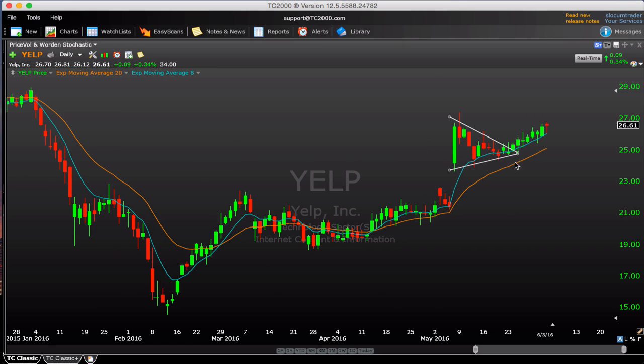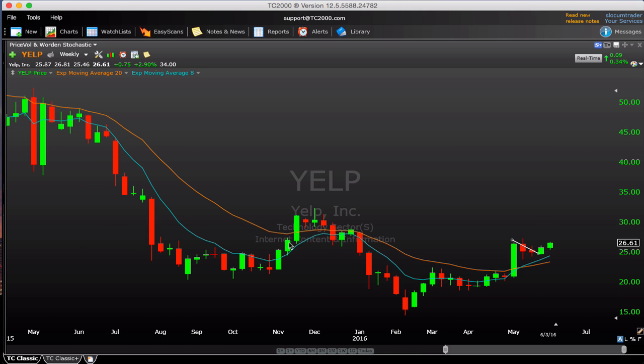Yelp, here's one that we talked about. It broke out of this pattern here. Another name that doesn't have a ton of enthusiasm behind it. Notice how much overlap there is in all of these candles as it stair steps higher. We generally like to trade things with a lot cleaner momentum, pent-up urgency, but we still got to respect the pattern. It is still trending higher.